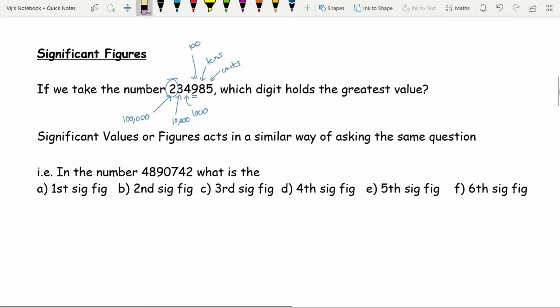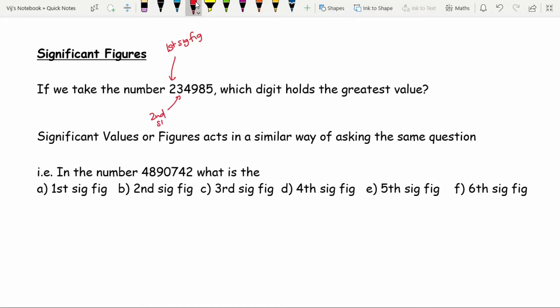So let me get rid of all of this, and we can put that in terms of what we're calling it and rewrite this. So the 2 is our first sig fig, because that's the number that holds our greatest value. The 3 is our second sig fig. The 4 is our third sig fig. The 9 is our fourth sig fig, and so on. So significant figures act in a similar way of asking the same question.